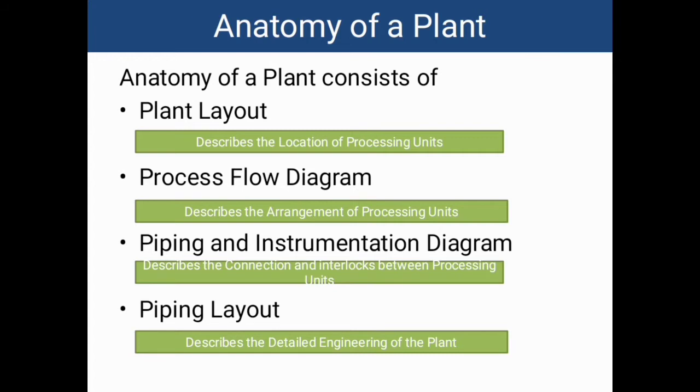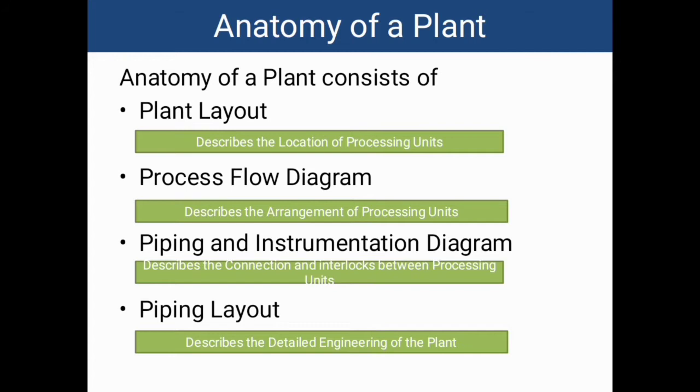The plant layout describes the location of the processing units. It tells you the geographical location and the location of various process units and non-process units like administrative building, security office, dispatch, and process units like reaction zone, packing section, purification section. So everything you have to visualize. Then process flow diagram describes the arrangements of equipments, arrangements of reactors, vessels and pumps. This you have to memorize.